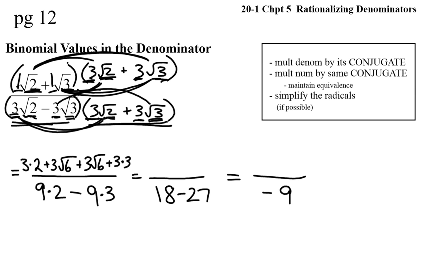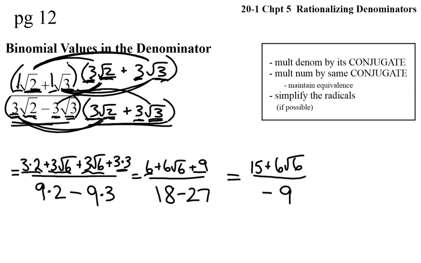So if I simplify this now, 3 times 2 is 6. 3 root 6 and 3 root 6 is 6 root 6. And 3 times 3 is 9. So we end up with 6 plus 6 root 6 plus 9. Well, 6 and 9 make 15, plus 6 root 6 over negative 9. Lots of little steps here you have to be aware of. You have to stay organized.